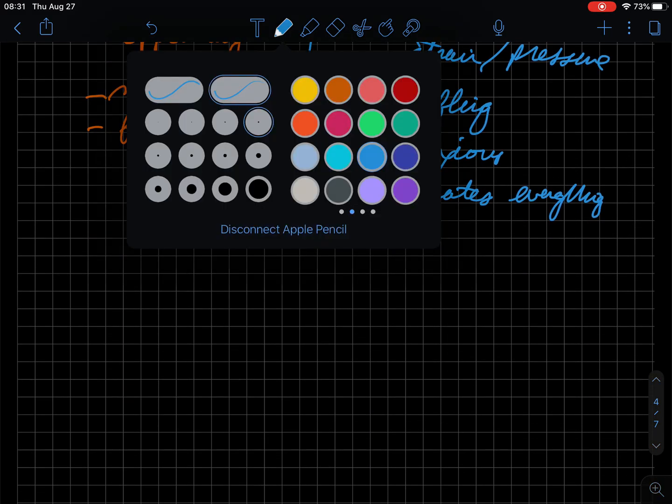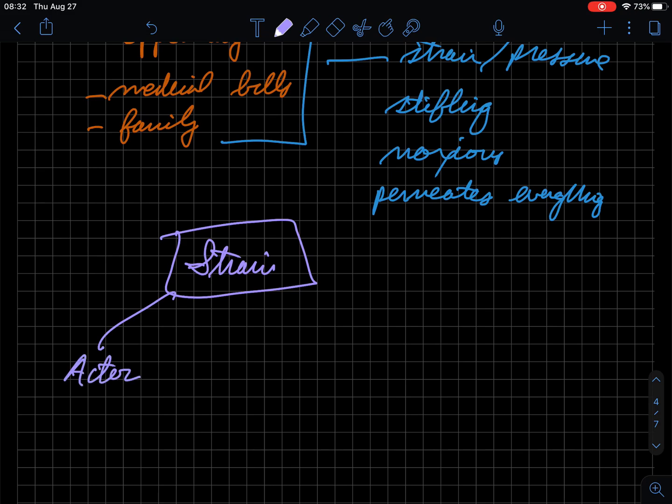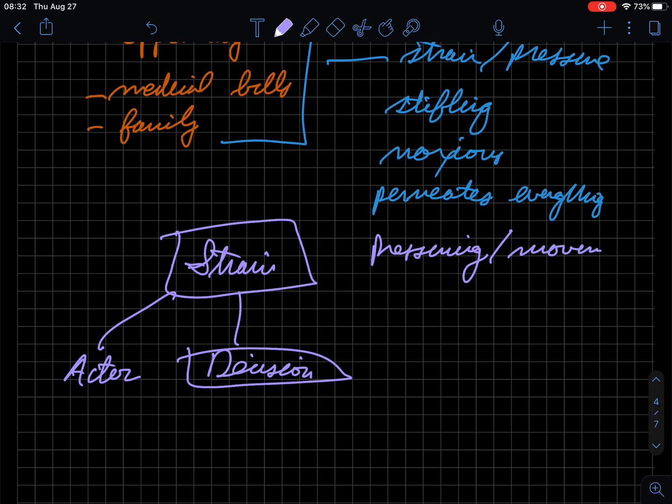And so the belief is for this kind of thing, if we go back to the sort of decision process, if we have strain, and we know that this is going to influence the actor, and it's also going to influence the decision, right? This could end up being a result of pressuring and moving people to commit crime.